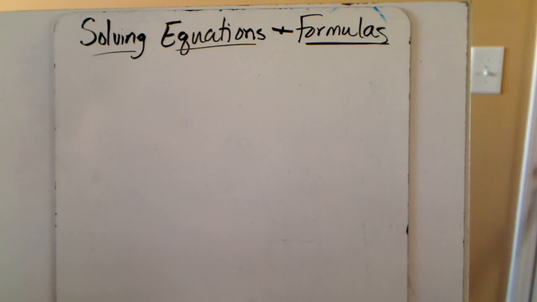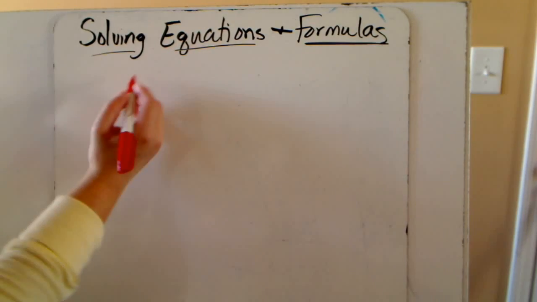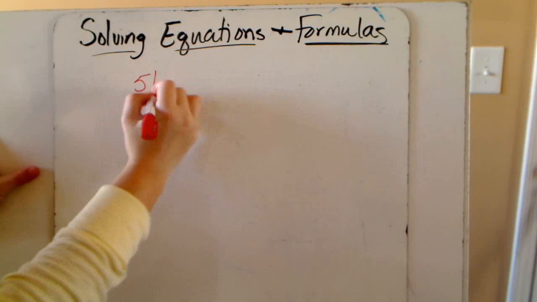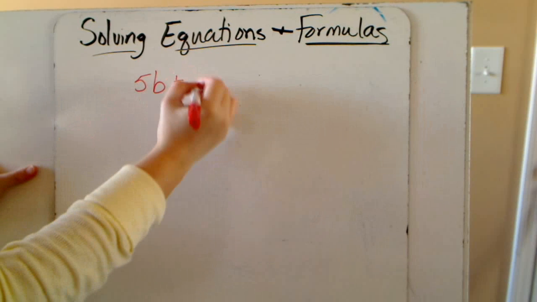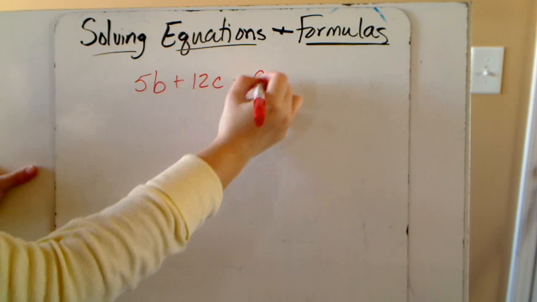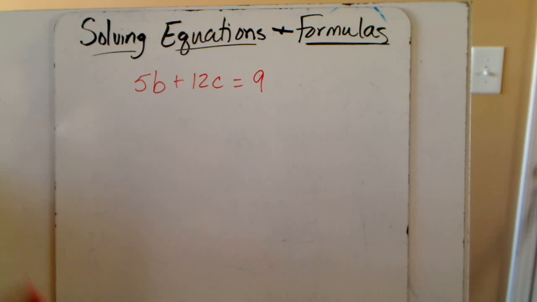You need to make sure you understand those and know how to use them. Try not to get overwhelmed about what the type of problem looks like, because looking at the examples from the notes, the first one says 5b plus 12c equals 9, and it says we're going to solve for b. So there are two variables in here, which is a little daunting at first.